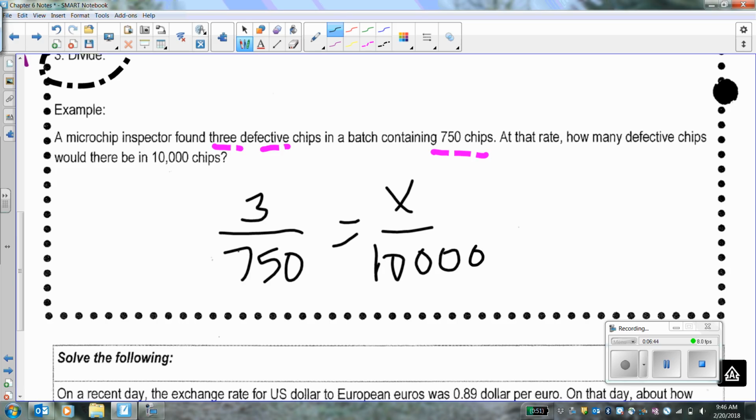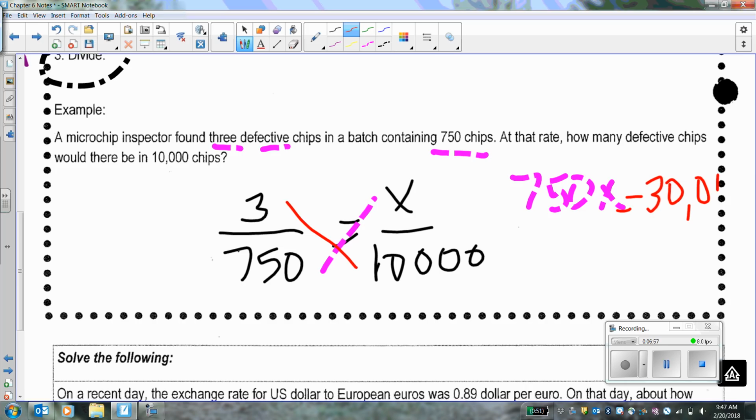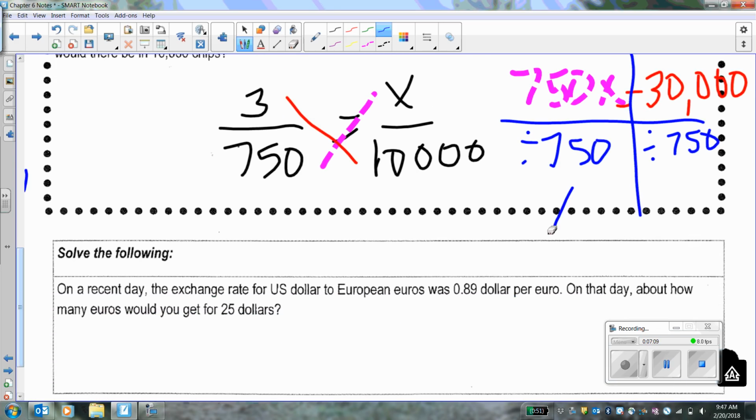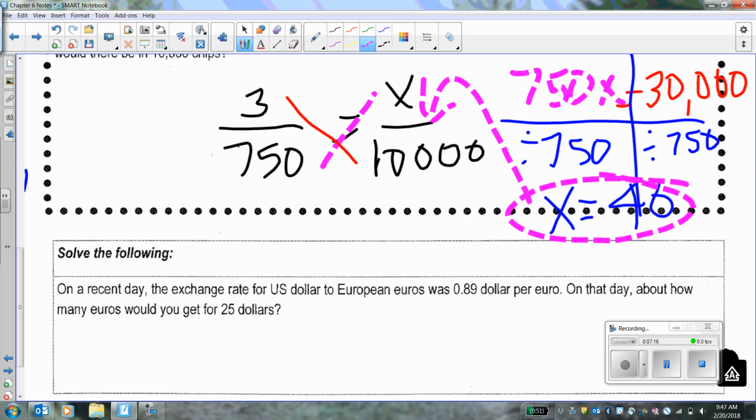So that was our first step, just setting it up. Second step, cross multiply. So 750x equals 3 times 10,000, so 30,000. And then you just divide. Divide by 750. Divide by 750. So X equals 40. So out of 10,000 chips, there would be 40 defective chips. All right, you guys try the next one.